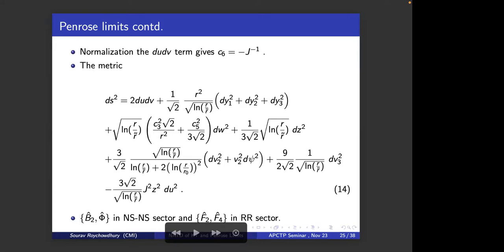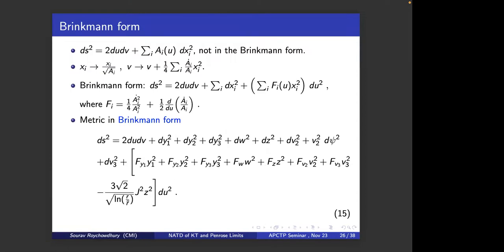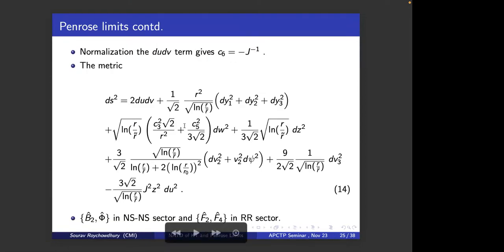Okay. So now this metric is supported by B2 and phi in the NS sector and F2 and F4 in the RR sector. So F0 goes to 0. The massive part goes to 0 if you consider the Penrose limit. Now this metric is actually not in the Brinkmann form. However, we know that in order to take care of the pp-wave metric, it is easy to consider the Brinkmann gauge or Brinkmann representation for some certain advantages. So our next job was to bring this metric into the Brinkmann form.